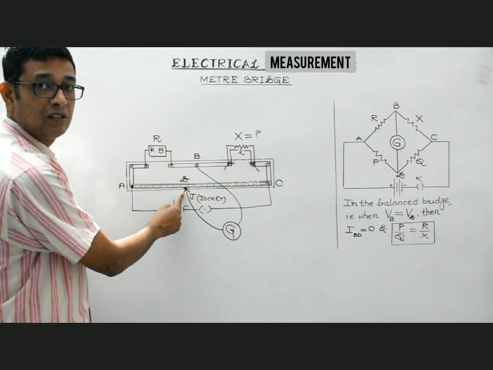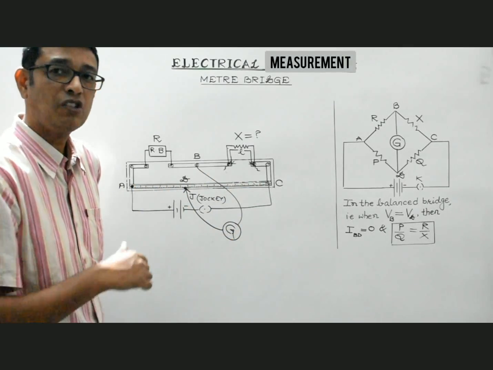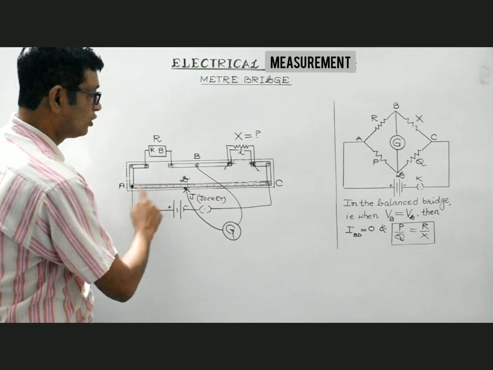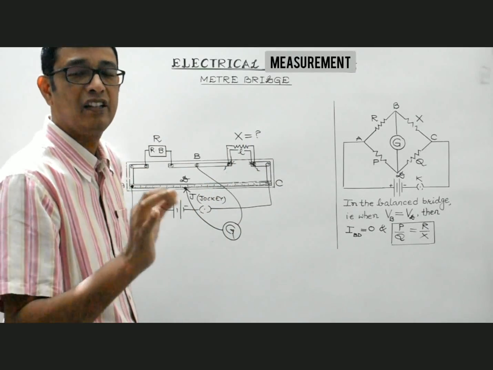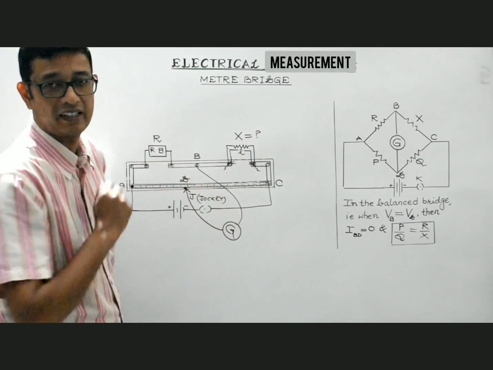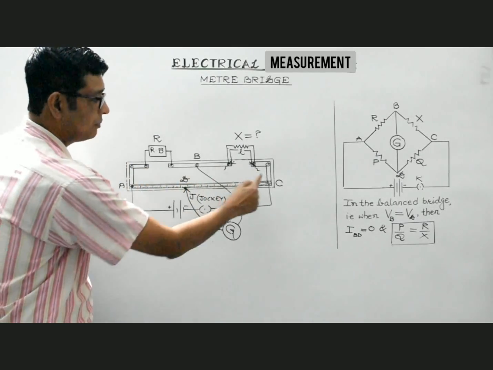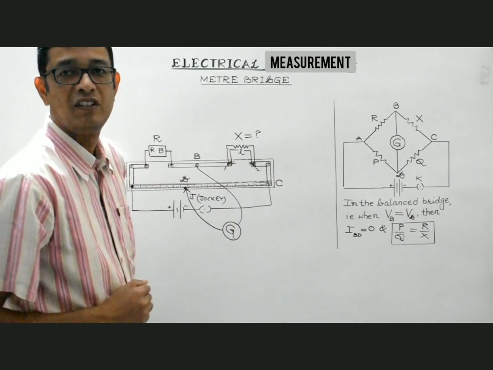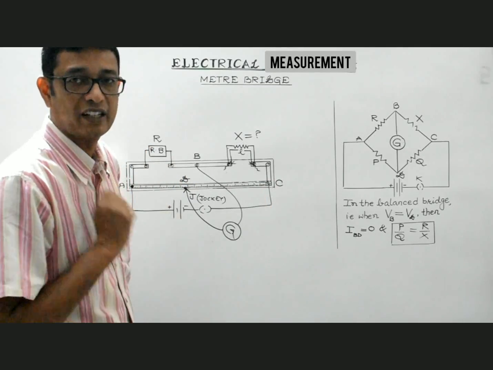on keeping the jockey at the two extreme ends, the galvanometer must show deflection in the opposite direction. If it happens that at the two extreme ends the galvanometer shows the same deflection, then there must be some error in the connections. So please ensure that the connections are tight and the circuit diagram is correct. So how to check it? On placing the jockey at the two extreme ends, the galvanometer must show deflection in the opposite direction. So that's the way to check whether the circuit is correct or not, right?